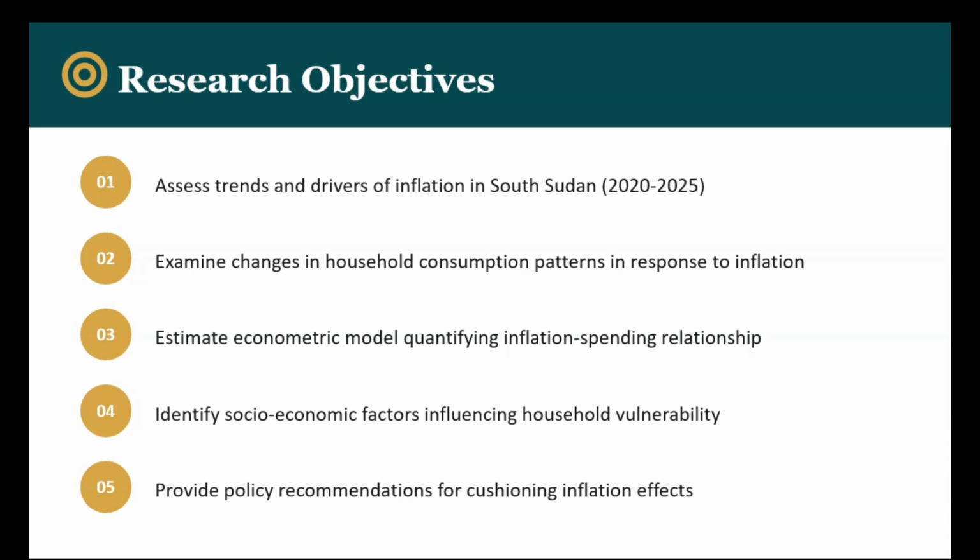No, I'm not with you on 5. Why is 5 not correct? Why is 5 not an objective? It can't be an objective because he's recommending, and it's an obligation to recommend. At least 2 and 4: examine the change in household consumption in response to, yes, and then identify the socio-economic factors that are influencing the household.